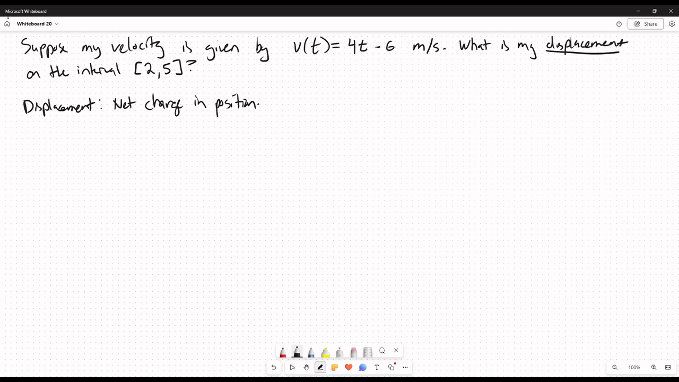Here, we're going to look at an important problem that has a deep connection with integrals, which we will be studying very soon. So, suppose my velocity is given by v of t equals 4t minus 6 meters per second. What is my displacement on the interval 2 to 5?